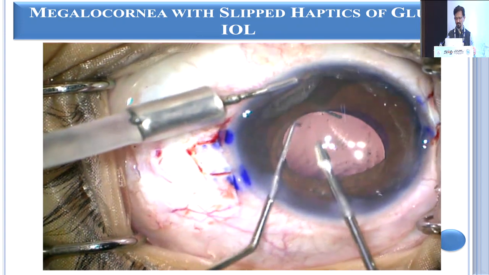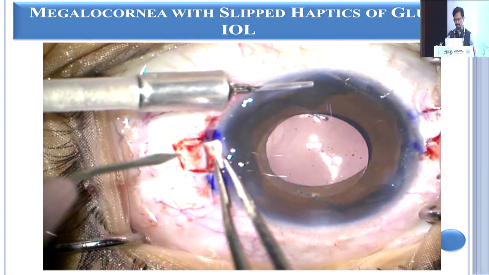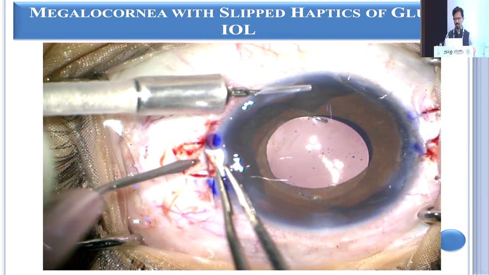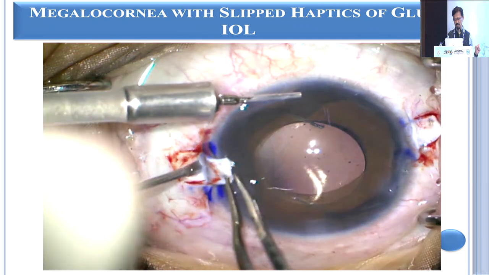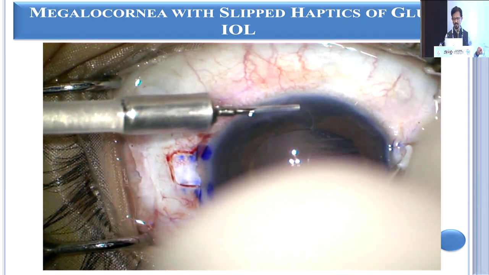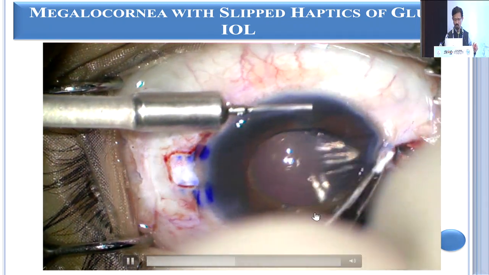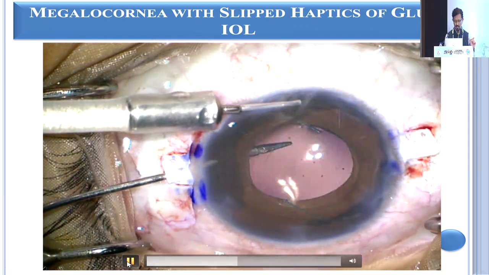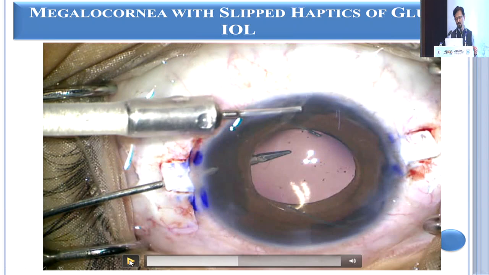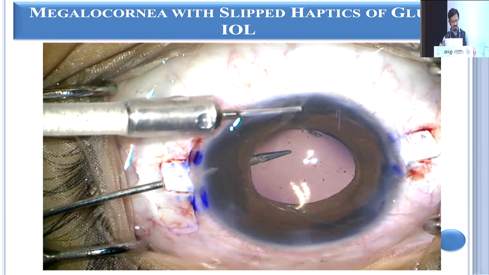So now you are safe. It will not go behind. And then, as you can see here, I'm just going just behind the limbus. Now, if you are going just behind the limbus, there is an issue that you can damage the root of the iris. So in this case, I'll just pause here and show you what I'm doing.